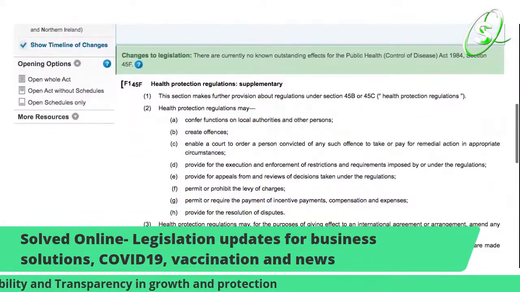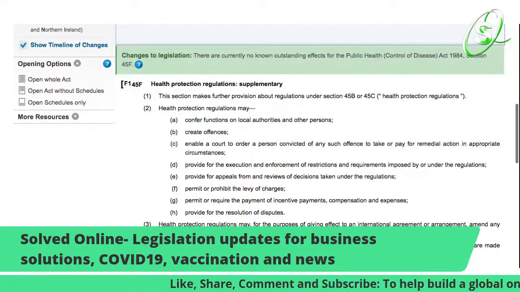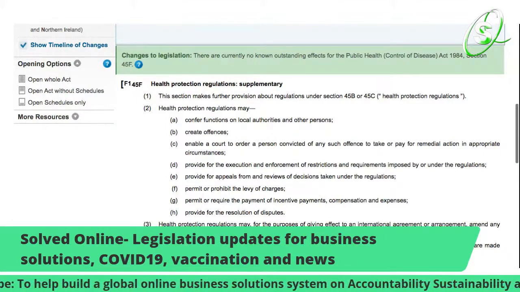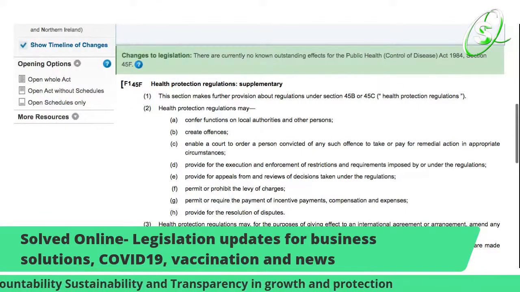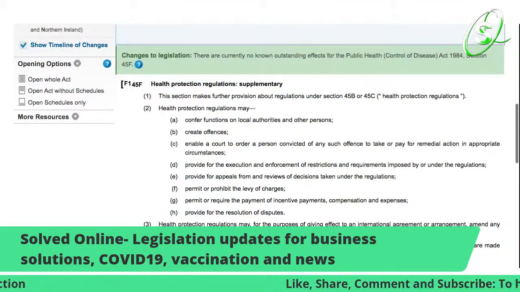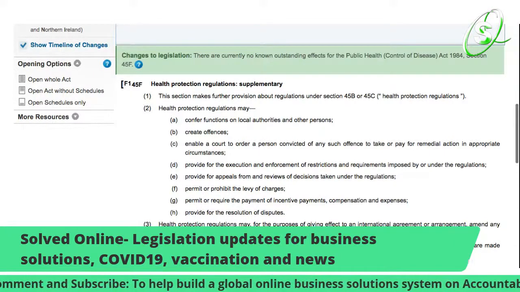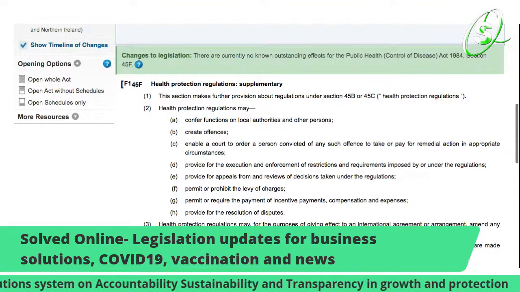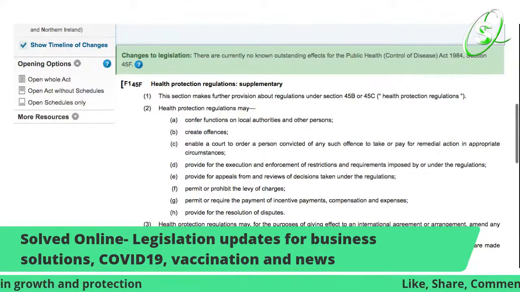Again, it also shows you P. So this is where it gets tricky, because this section makes further provision about regulations under section 45B or 45C, health protection regulations. It shows you that health protection regulations may A, confer functions on local authorities and other persons, B, create offenses, C, enable a court to order a person convicted of any such offense to make or pay for remedial actions in appropriate circumstances.